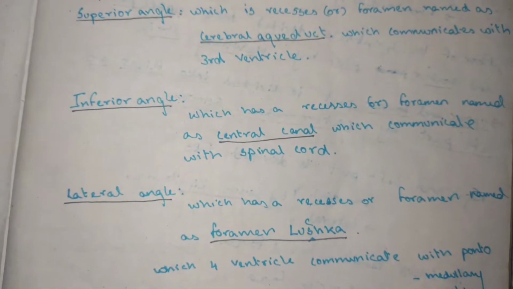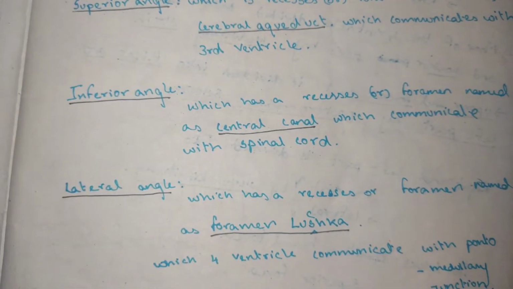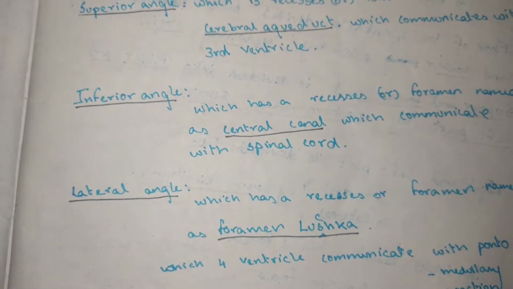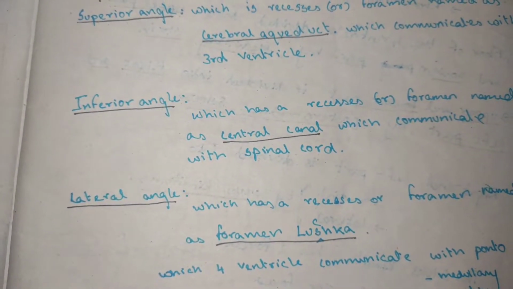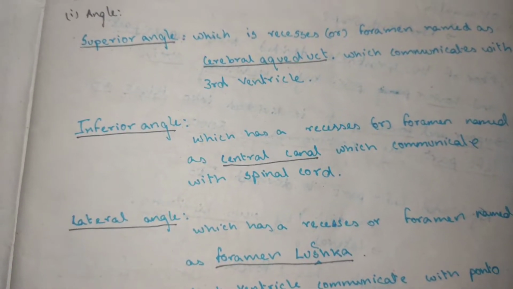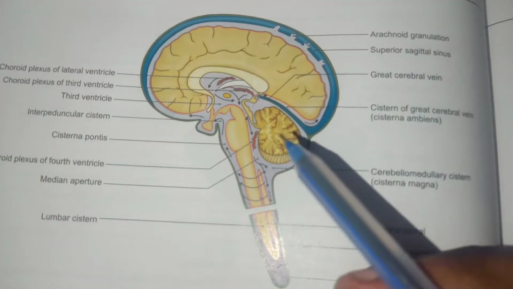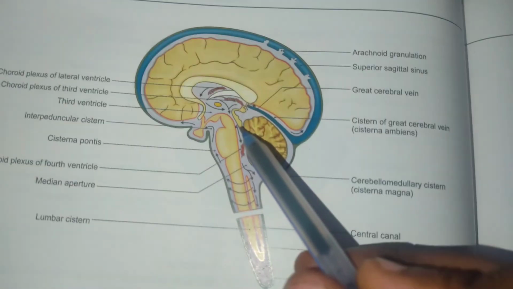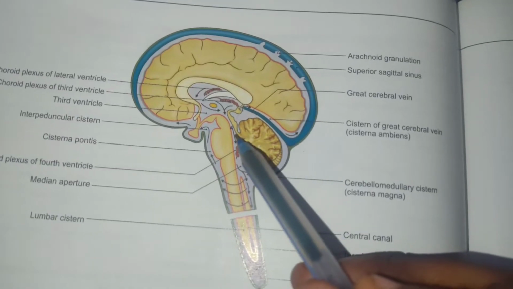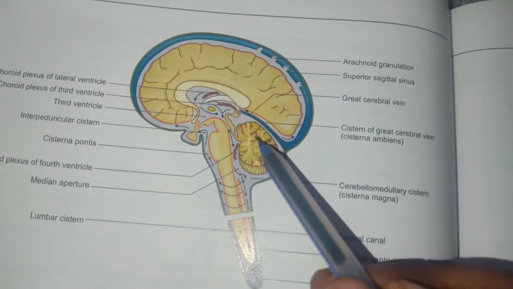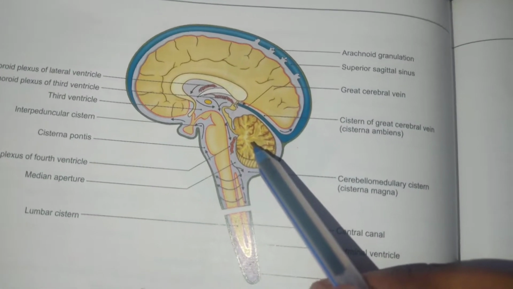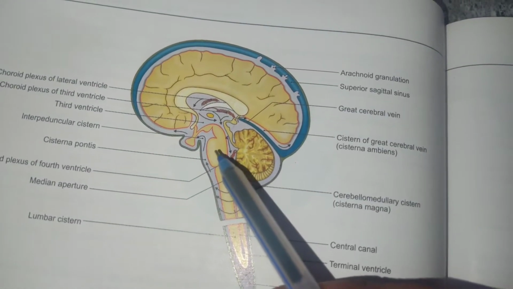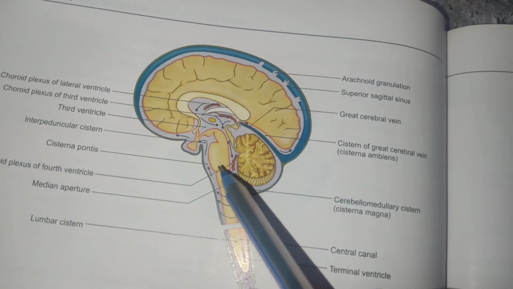Now we will see it in the image. It is easier to remember these names and the structures which are located here with an image in anatomy. Here is the image. This is known as the fourth ventricle. Behind it, there is the cerebellum, and in front of it, there is the pons as well as the upper part of the medulla oblongata.